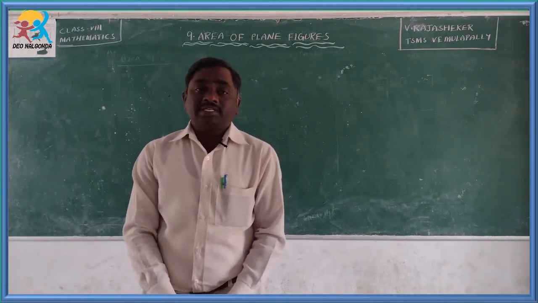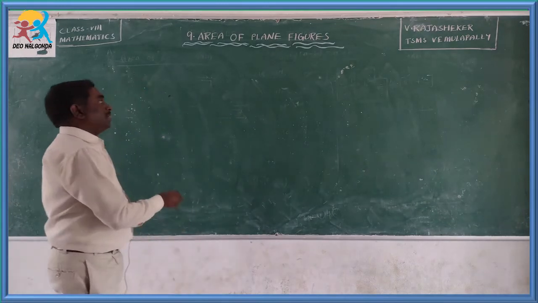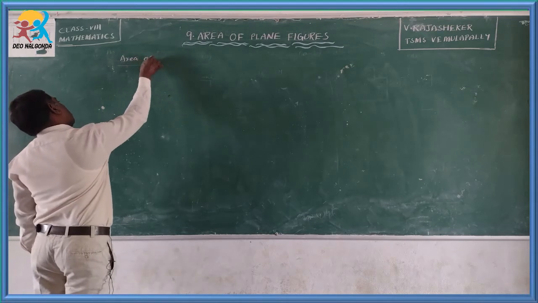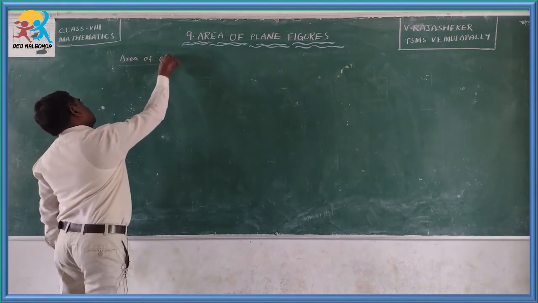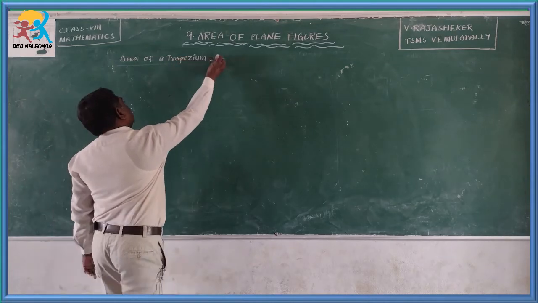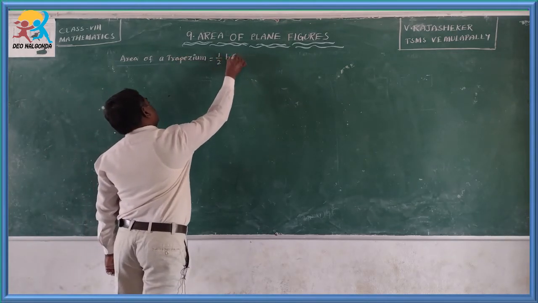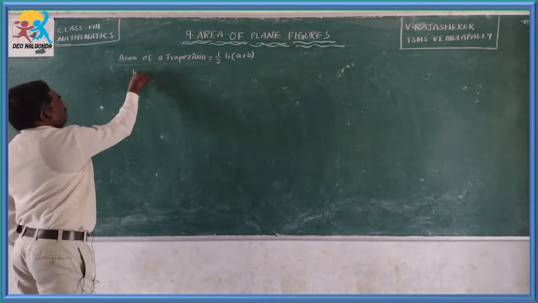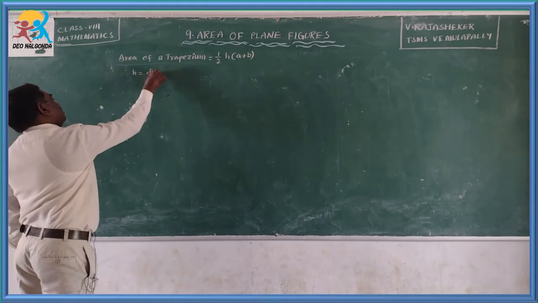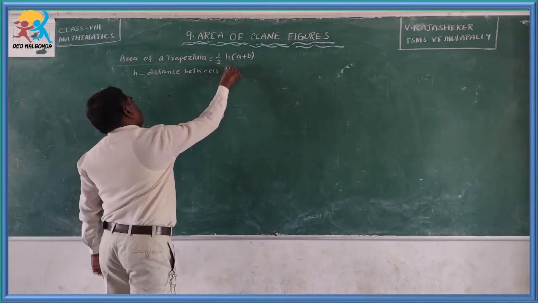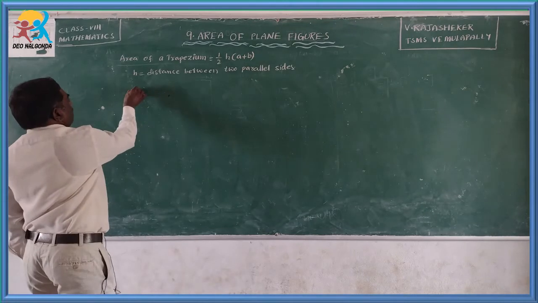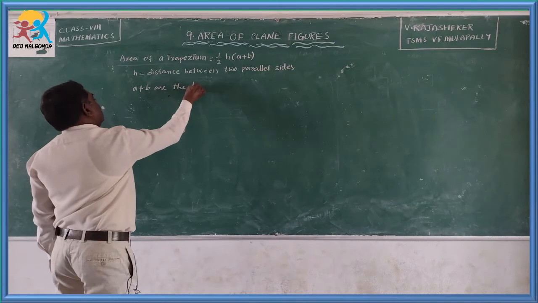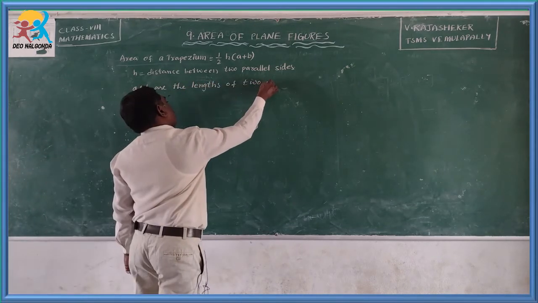We have already extracted the formula for the trapezium area. Once again, let us write: area of a trapezium is equal to half into h into a plus b. Here h is the distance between the two parallel sides, and a and b are the lengths of the two parallel sides.